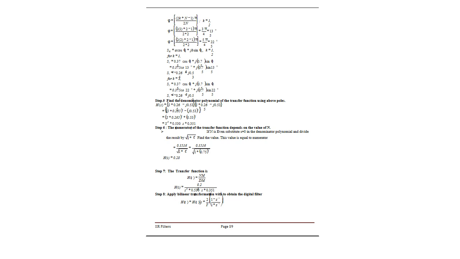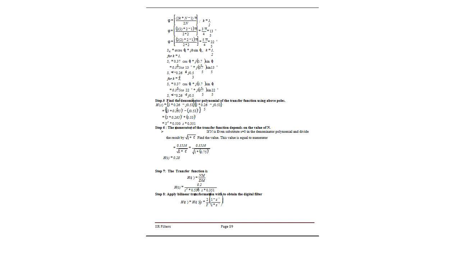The next step, step 5, is to find the denominator polynomial of the transfer function. That is (s plus 0.26 minus j 0.53) into (s plus 0.26 minus j 0.53). When we multiply this, we will get s square plus 0.530 s plus 0.351.